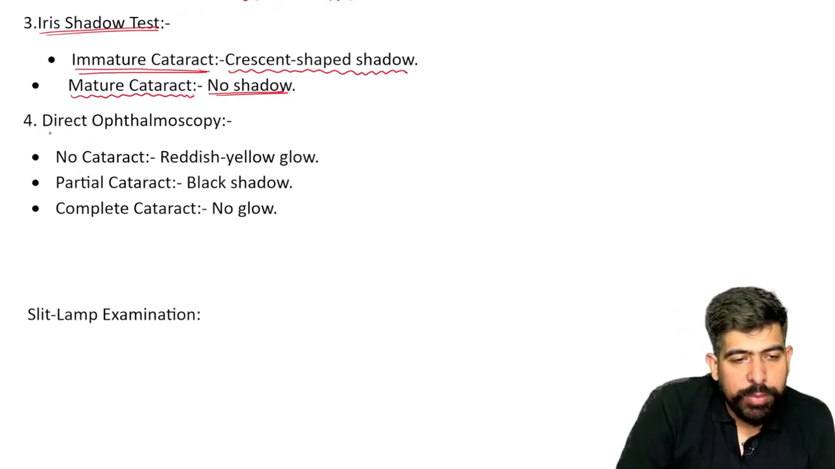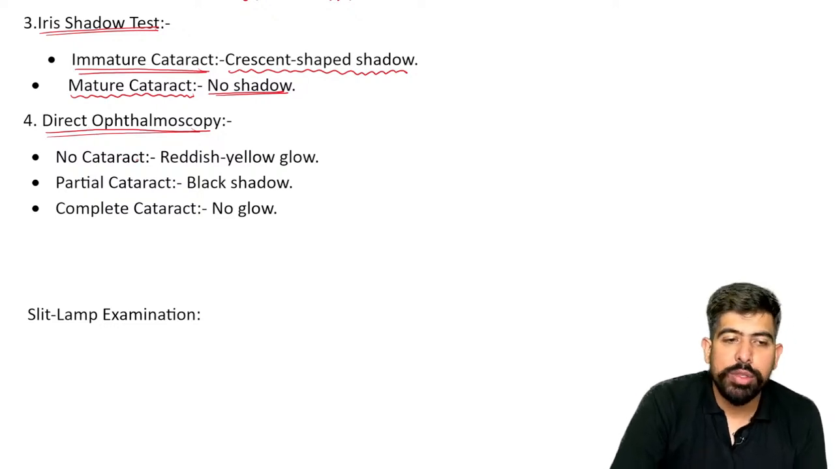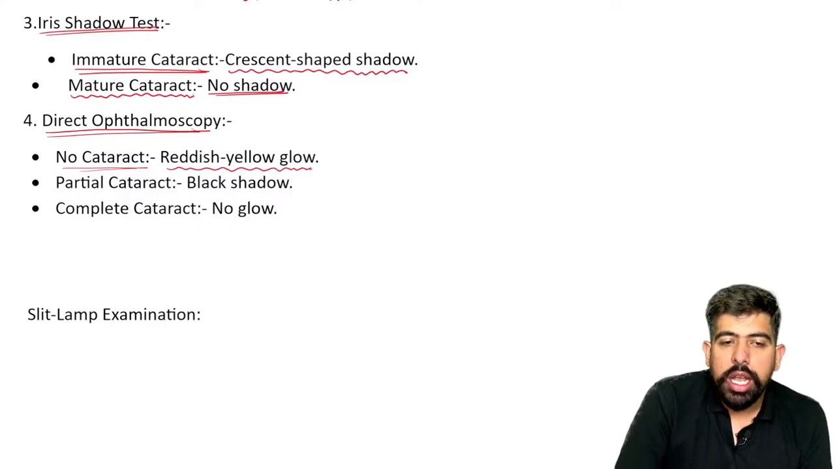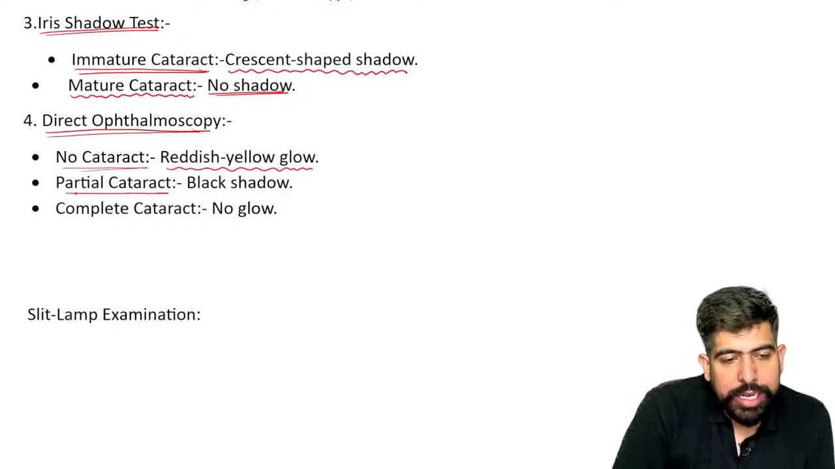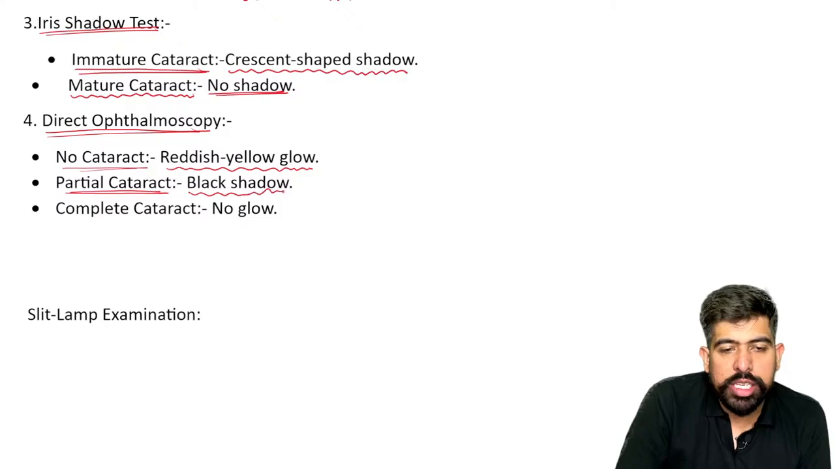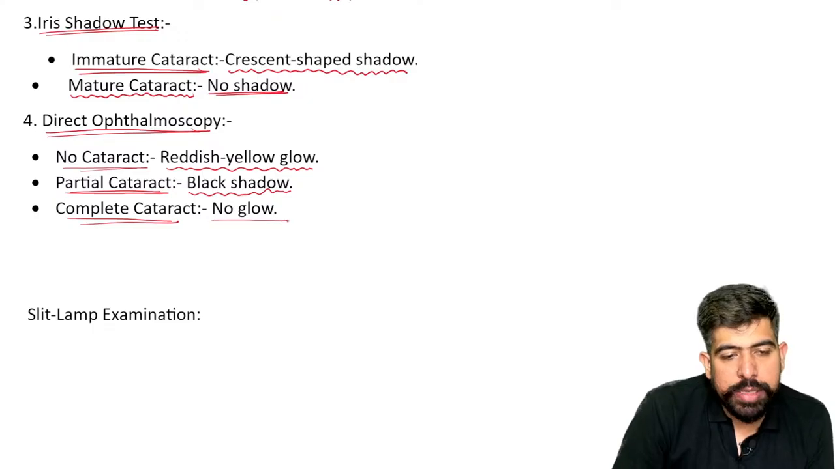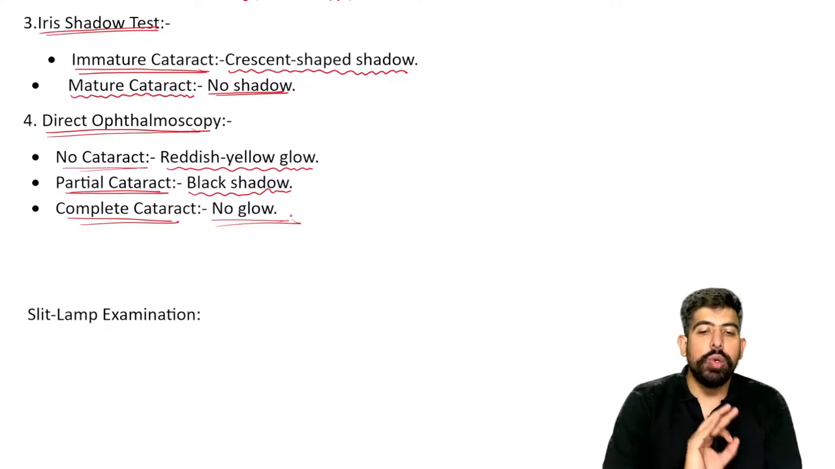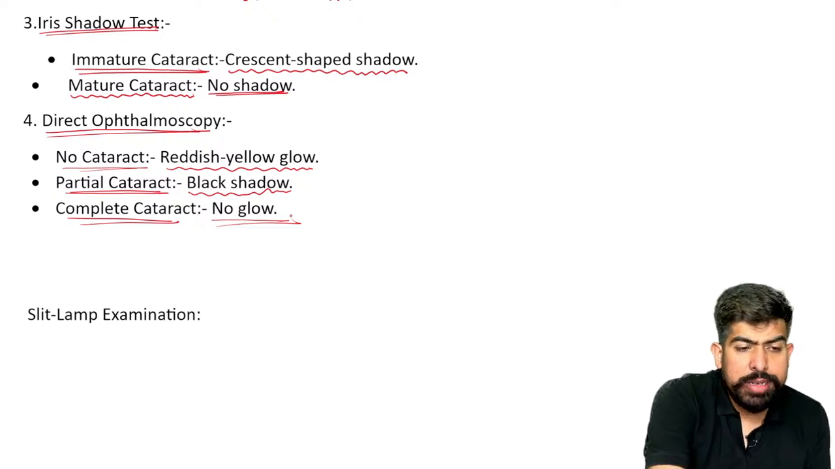Also, we can do distant direct ophthalmoscopy. Please remember, from a distance, if there is no cataract, a reddish-yellow glow comes from the eye. If there is a partial cataract, a black shadow will be seen on the ophthalmoscope. And if there is a complete cataract, there is no glow on the ophthalmoscopy.